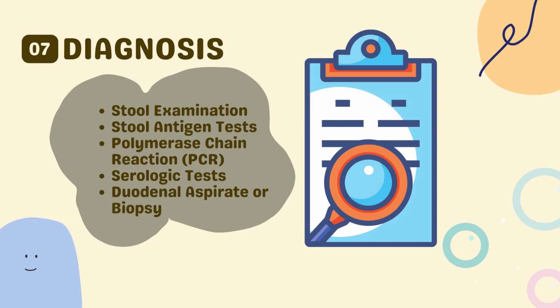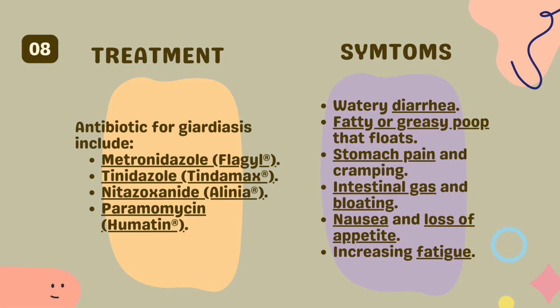Okay, so diagnosis of Giardia lamblia typically involves stool examination, stool antigen test, polymerase chain reaction or PCR, serologic test, and duodenal aspirate or biopsy. So diagnosis of Giardia lamblia is often confirmed by observing the characteristic pear-shaped trophozoites or cysts in stool samples.